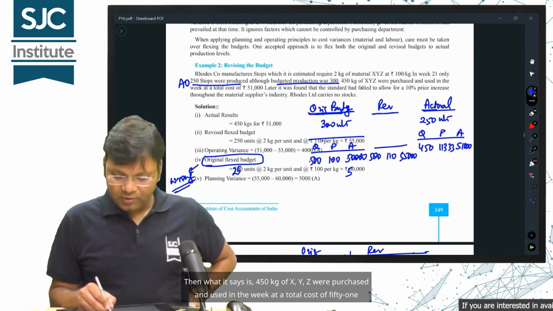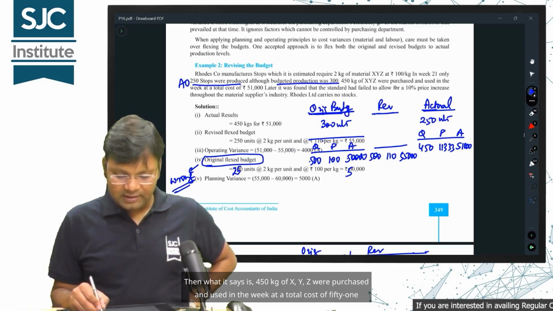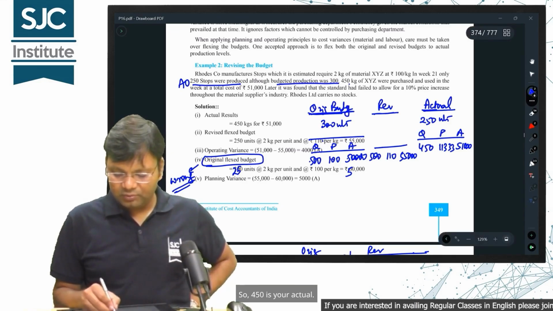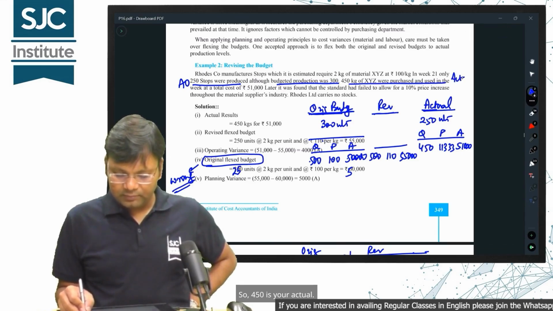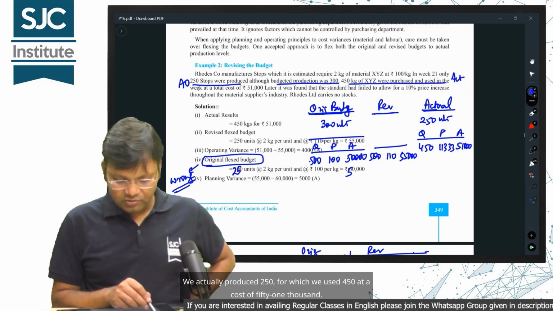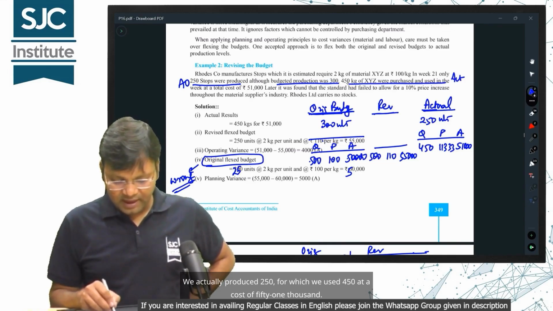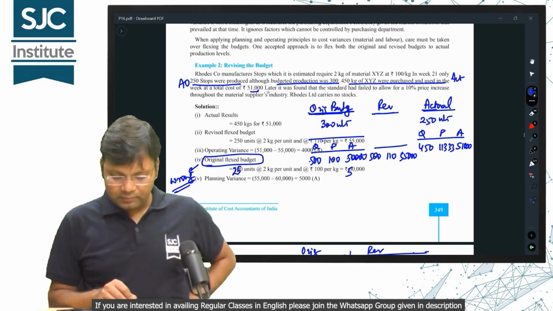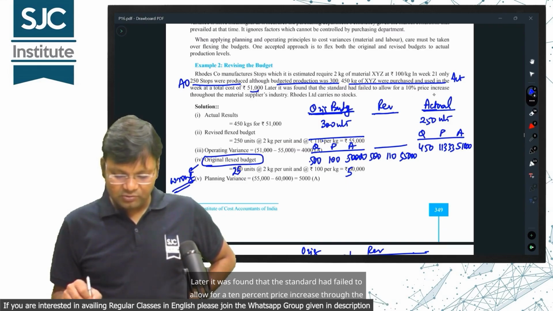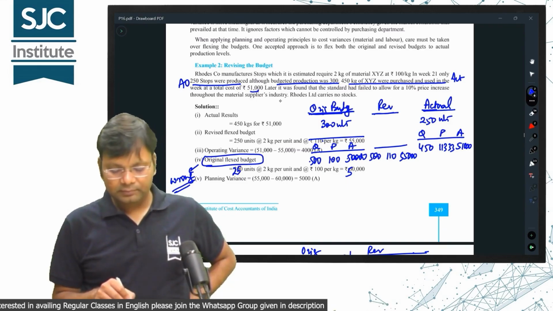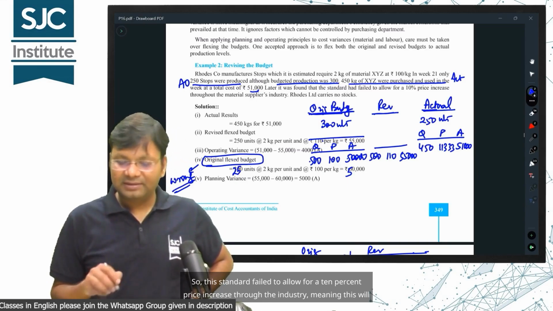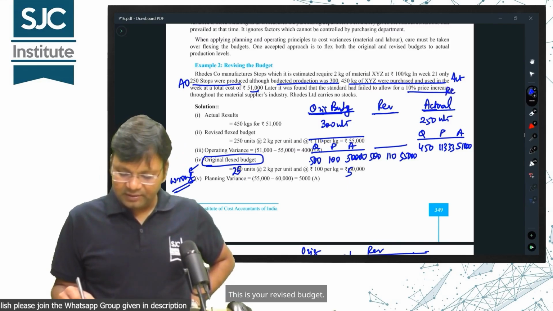Then it says 450 kilograms of XYZ were purchased and used in the week at a total cost of 51,000. So 450 is your actual. The original budget was for 300. We actually produced 250, for which we used 450 at a cost of 51,000. Later it was found that the standard had failed to allow for a 10% price increase through the material supplier industry, meaning this will come in the revised budget.